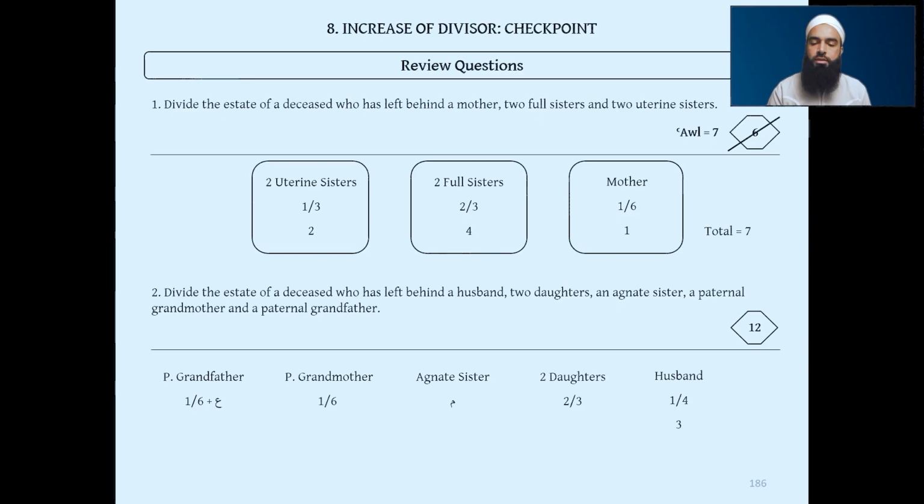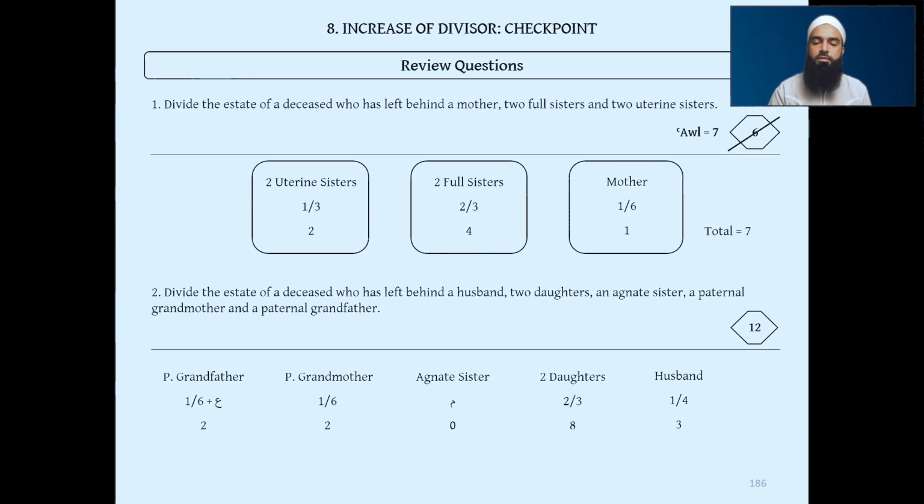Then 2/3 to the daughters, which is 8. The agnate sister gets nothing. The paternal grandmother gets 1/6, so she gets her 2. The grandfather so far will get his 2 as well. We'll see if there's anything left to give to him.